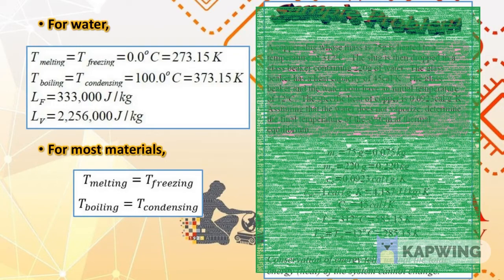As you can see, the melting point and freezing point of water are the same. The boiling point of water and condensing point of water are equal. T melting is equal to T freezing, T boiling is equal to T condensing. This not only applies to water, but it also applies to most materials.